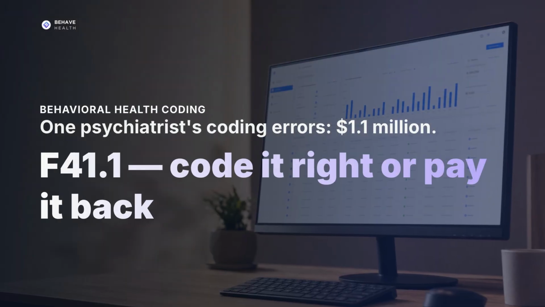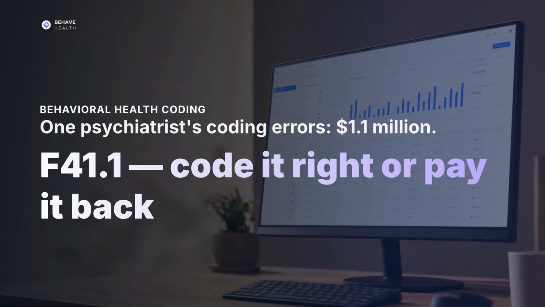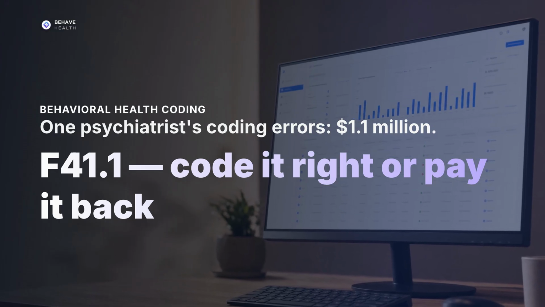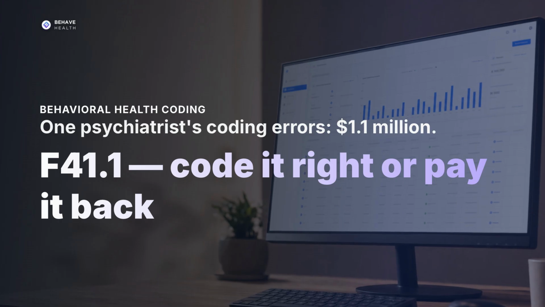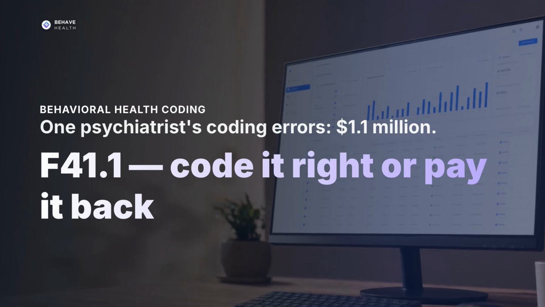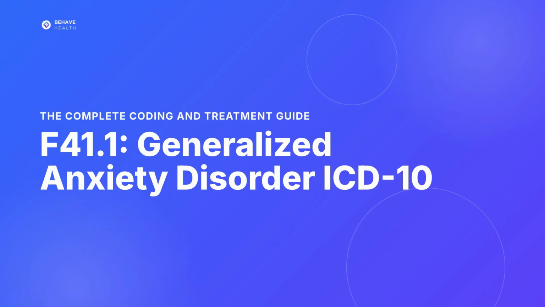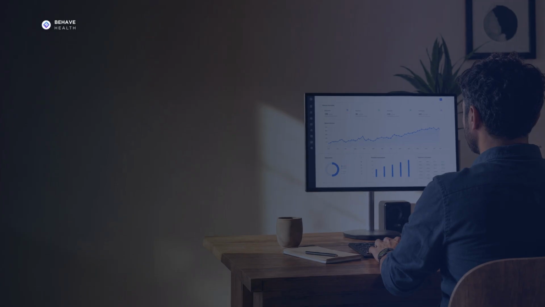Generalized anxiety disorder, ICD-10 coding errors, cost one psychiatrist over $1.1 million in OIG-identified overpayments. This guide covers F41.1 for GAD, criteria, documentation, treatment planning, and what changes under ICD-11. What F41.1 requires, when F41.9 is appropriate, how to build smart treatment plans, and what ICD-11 changes. It covers the F40 to F41 code block, clinical criteria, common mistakes, treatment planning, and the ICD-11 crosswalk.